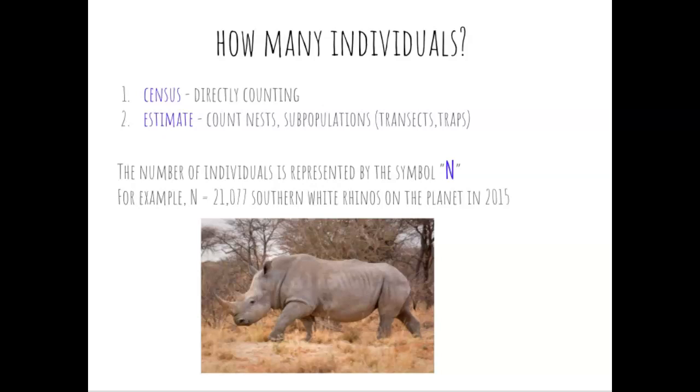So the number of individuals is represented by the symbol N. So for example, N is equal to 21,077 southern white rhinos on the planet in 2015. So that is the population size of white rhinos on the planet in that year.